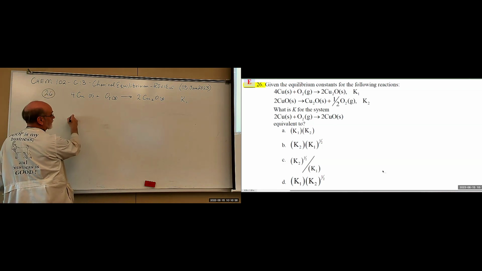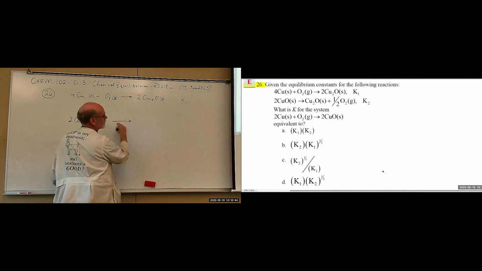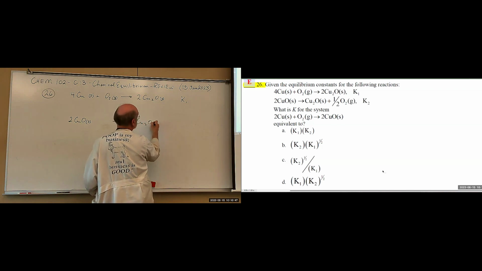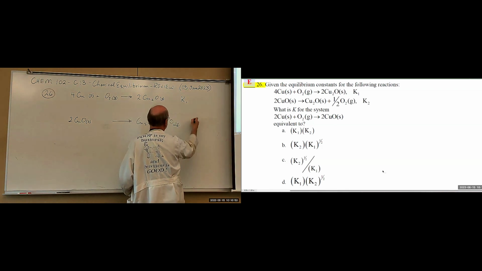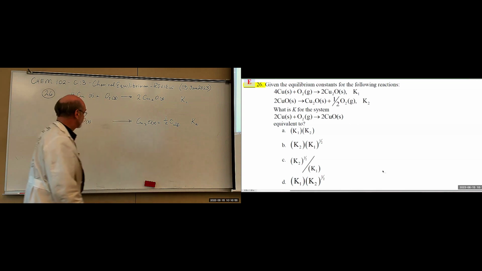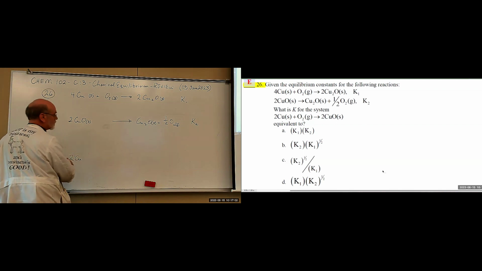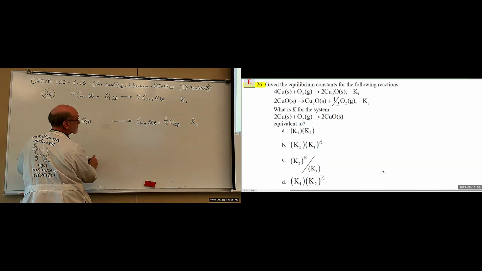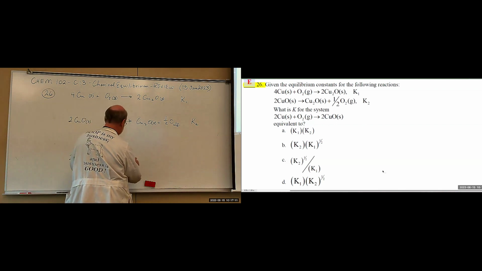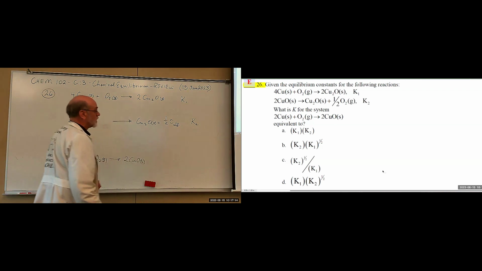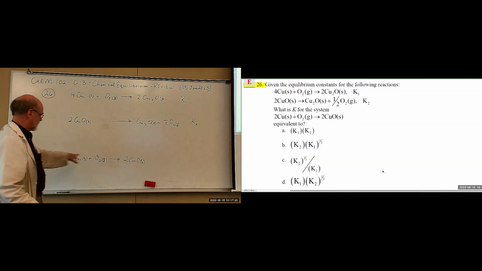Okay, then the second one is 2 CuO solid yields Cu2O solid plus 1/2 O2 gas. And this one has a K2. All right. So our target is this one, 2Cu solid plus O2 gas yields 2CuO solid. And we want to know how would we combine these to get the K for that reaction.